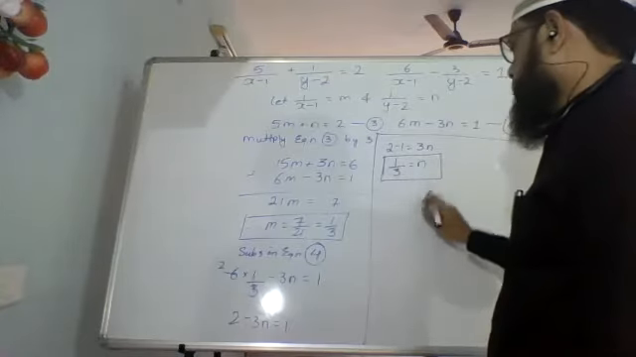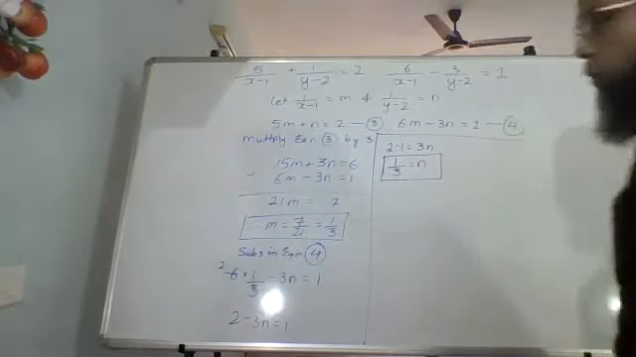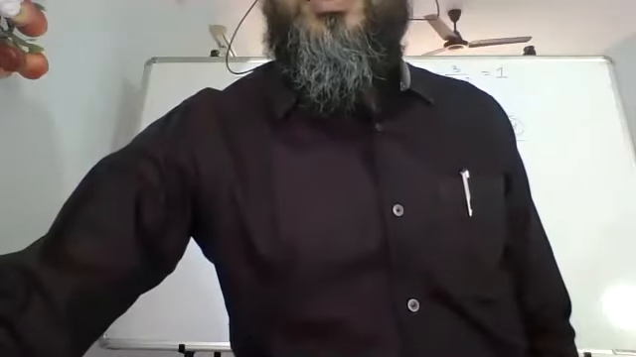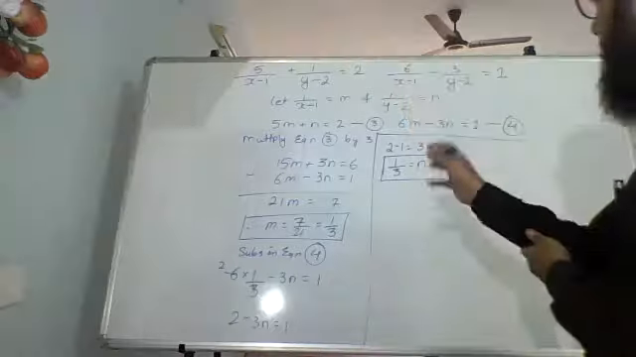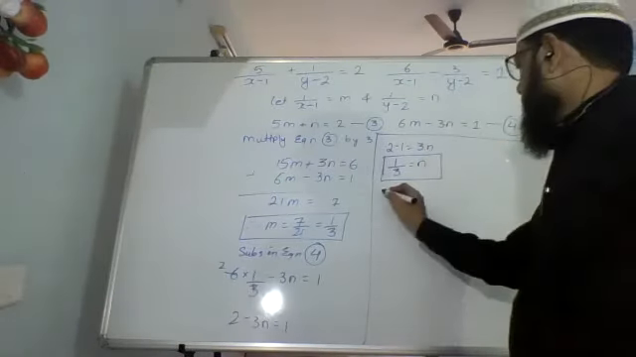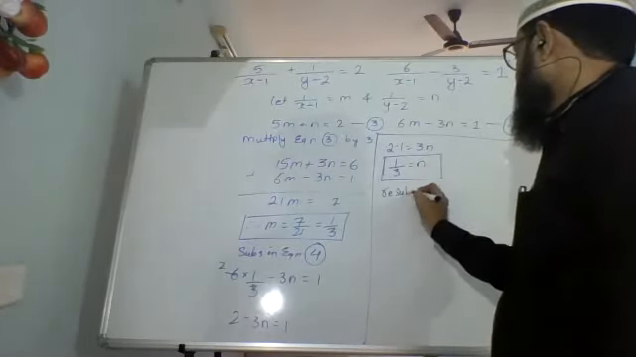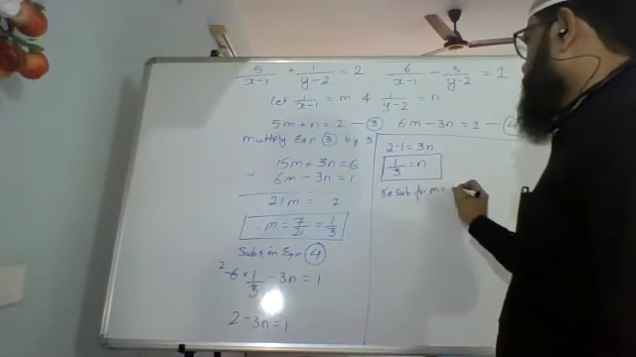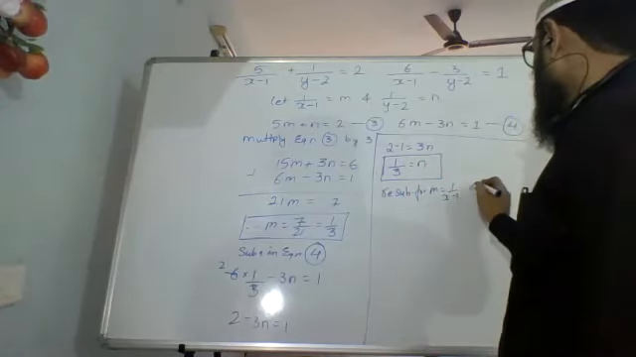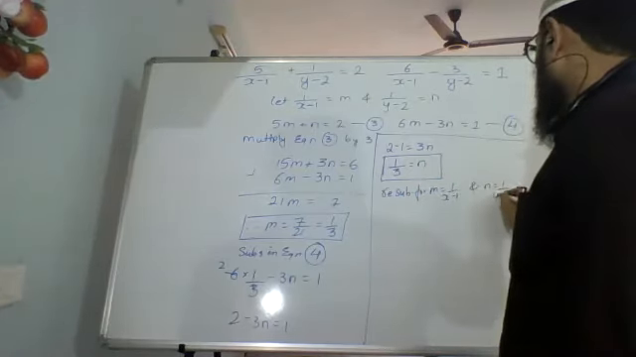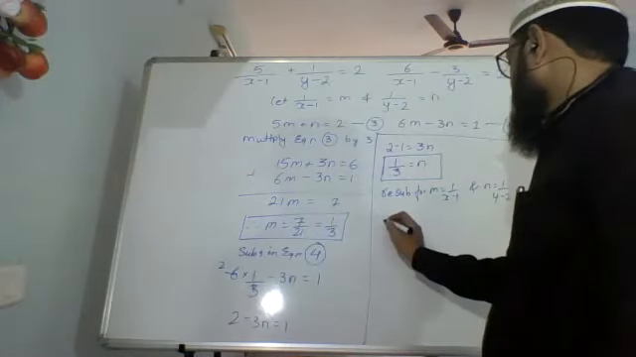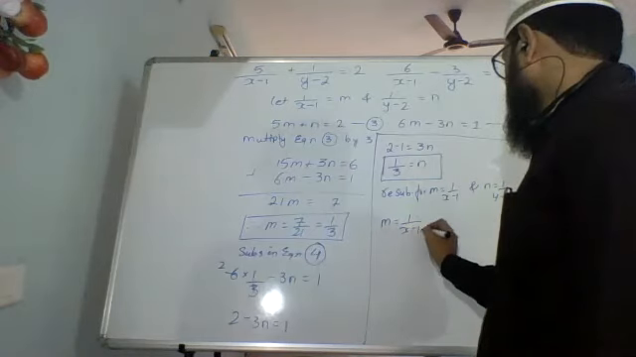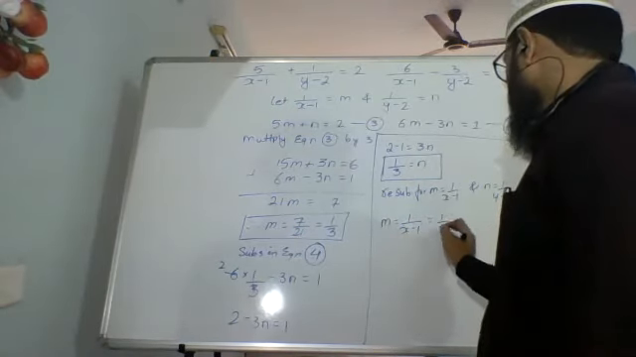n is 1 upon 3 and m is also 1 upon 3. Both of them have come as 1 upon 3. But we are not interested in n and m. So what do we say? We say re-substitute for m equals to 1 upon x minus 1 and n equals to 1 upon y minus 2. So here you have m equals to 1 upon x minus 1 equals to 1 upon 3.